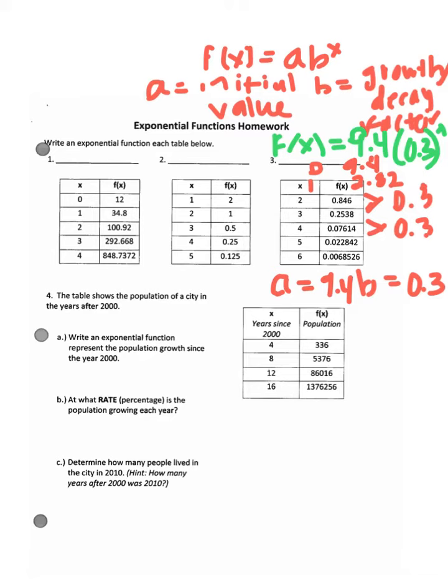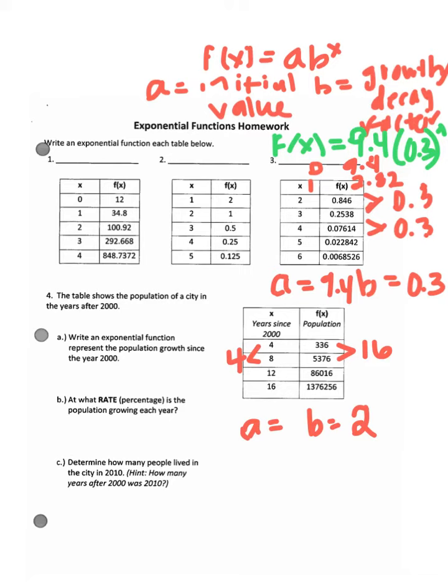If I do the same trick to find b, I divide 5,376 by 336. That gives me 16. But if I look closely, that's for 4 years. So I multiplied by some number 4 times, and I got a total multiplication of 16. So that meant that I must have multiplied by 2 each year, because 2 times 2 times 2 times 2, 4 times, is 16. So that would give me my total 16 increase.